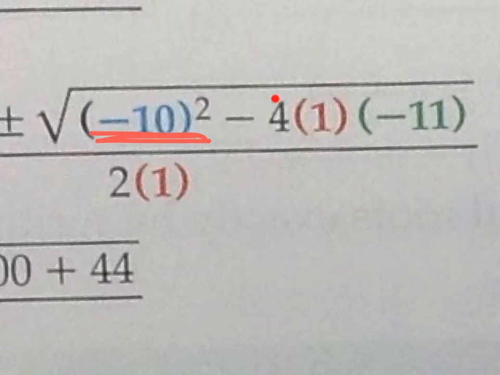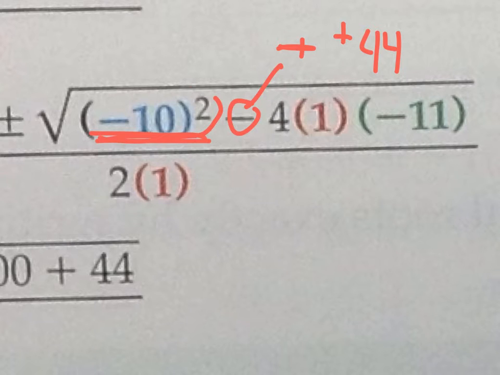Now, of course, you could call this a negative 4 if you want. I'll just leave it as a minus sign. So what's 4 times 1? 4. And what's 4 times negative 11? Negative 44. So if you think about this, you have this minus sign, just to do it on the side, and you have a negative 44, and of course, that's going to change to a plus, okay? So it's really going to be the 100 that you have right here plus 44. Does that make sense? Okay.